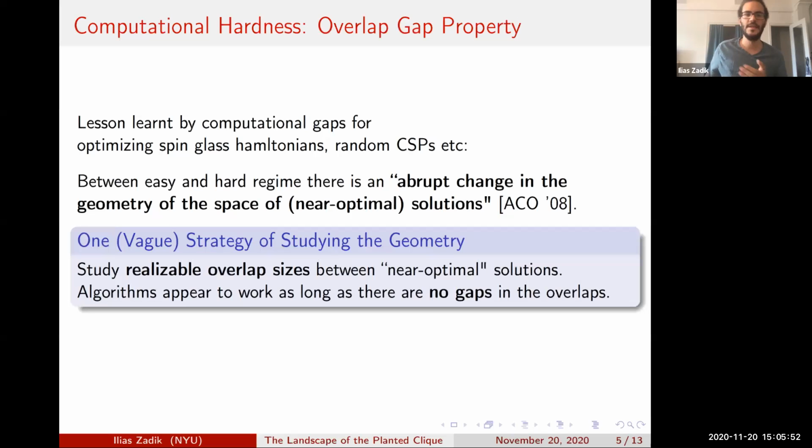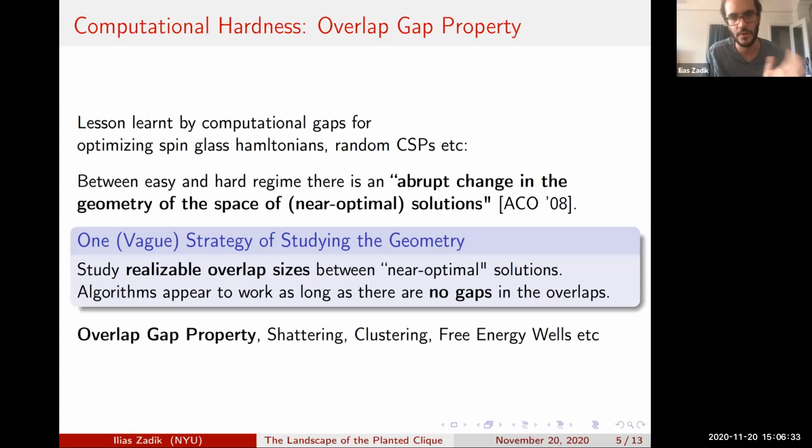A little bit less vague, but still vague: the way that people study this geometry is that they focus on the near optimal solutions of the optimization problem, which are of course usually random. They study how much these near optimal solutions overlap, using an appropriate inner product that you can usually define. The prediction is that algorithms will work efficiently if and only if there are no gaps in these overlap sizes, hence the name overlap gap property. For intuition, if there are gaps and disconnectivity, you expect bottlenecks for local algorithms. But if there are no gaps, you expect that a local algorithm can navigate its way along. It has many names.